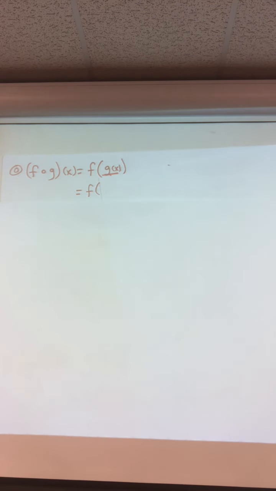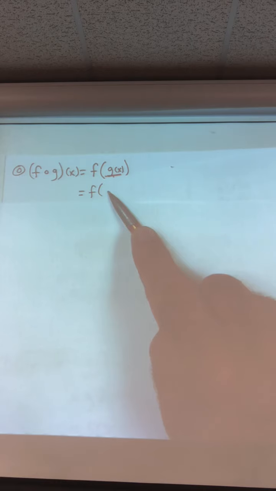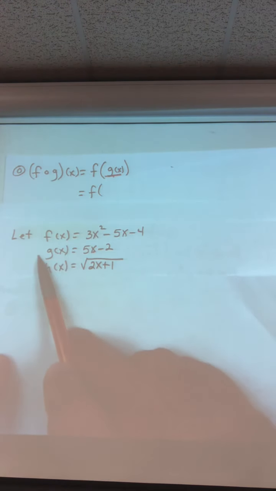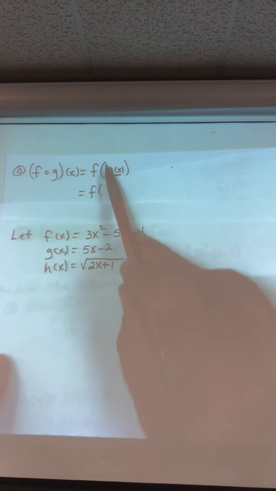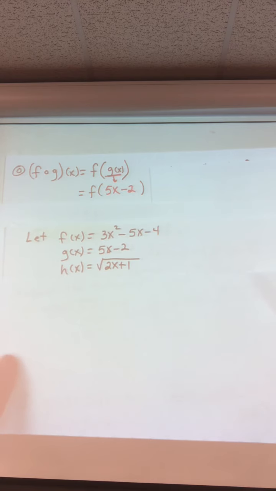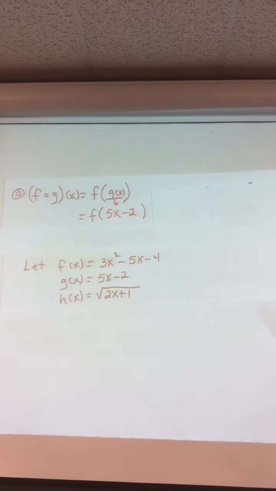Now, we're going to work from the inside out. So here's what we're going to do. We're going to put what G of X is inside this parentheses. Now remember, what was G of X? G of X was 5x minus 2. So in this big parentheses, replace G of X with 5x minus 2. Now the last step.